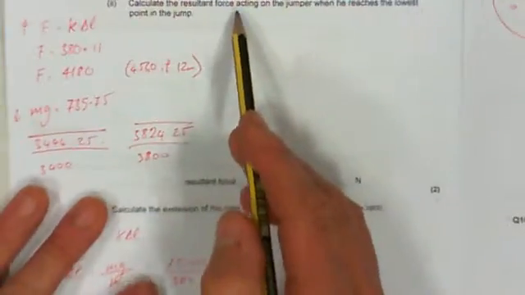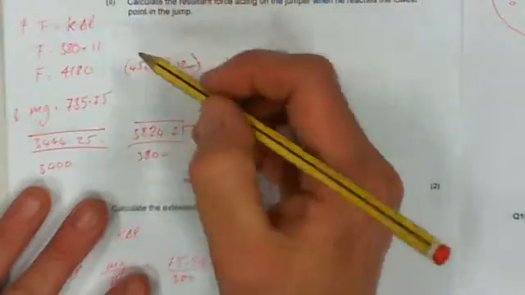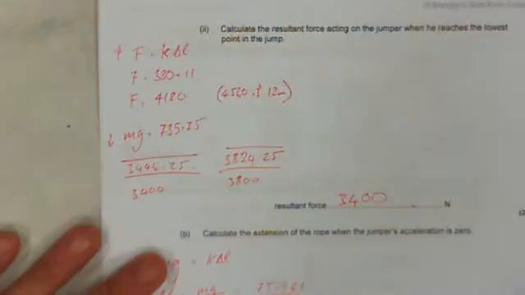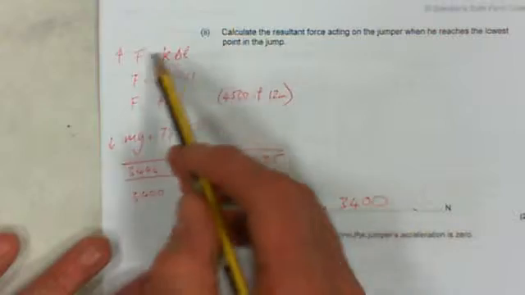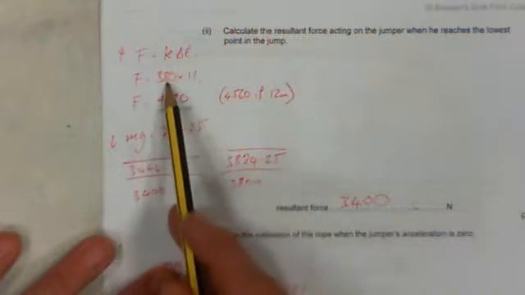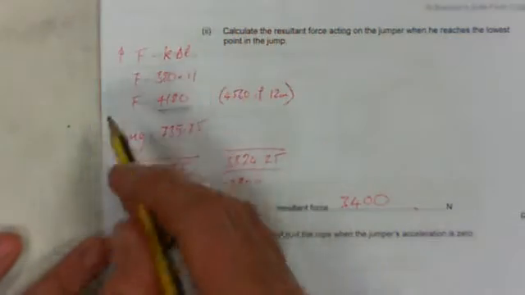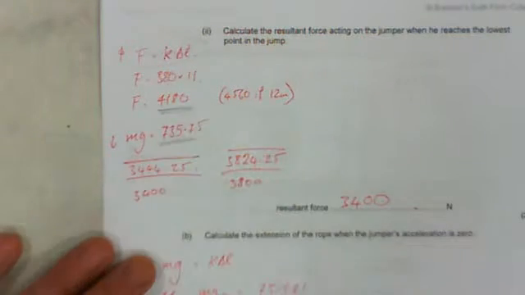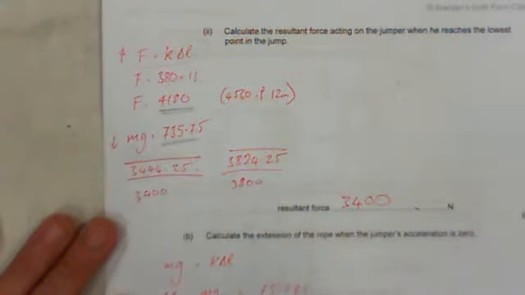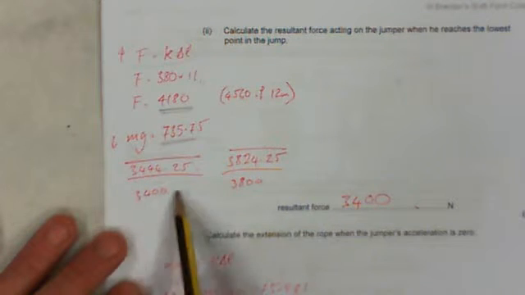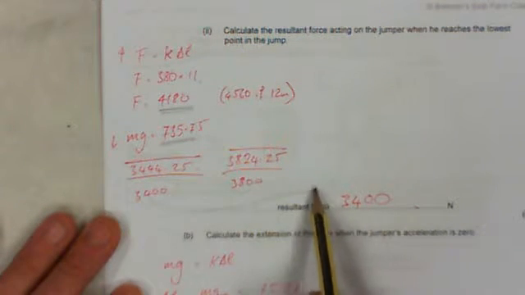So the resultant force acting on the jumper when it reaches the lowest point: we know that the extension is 11 metres, and if you put 12, that's fine. As long as you show your working, you can get error carried forward. The upward force is the reaction force from the bungee, and that gives us 4180. So it's the spring constant times the extension. The downward force acting on the jumper is their weight, which is mass times gravity, which gives us 735.75. So what we need to do is subtract one from the other, and that gives us 3444.25, which becomes roughly 3,400, which is the correct answer.